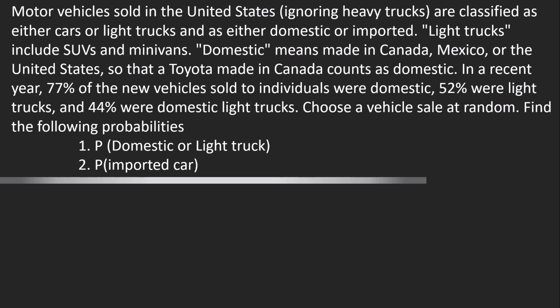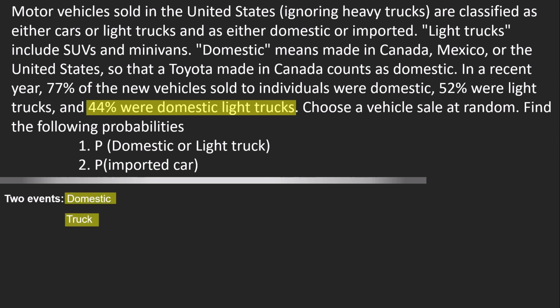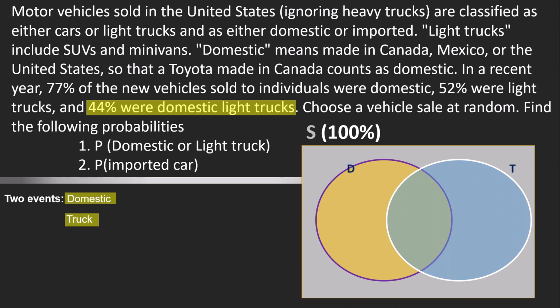Find the following probabilities. First, let me draw a Venn diagram for this example. We know there are two events here, domestic and light trucks. Now, we need a Venn diagram with two circles, D for domestic and T for light trucks. We know that 44% were domestic light trucks. That means the probability of domestic and truck is 0.44. That is the intersection of D and T. Therefore, 0.44 must be in the common region.